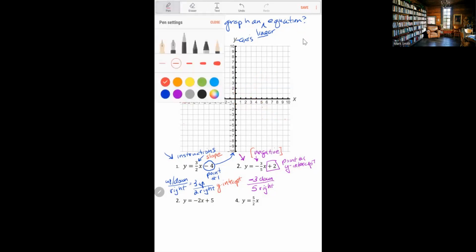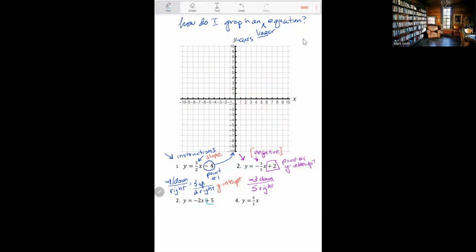All right, there's a couple of cases that we want to look at besides that. Let's see, we got a new color. How about this blue? All right. Notice that this one's pretty simple. We have right here the y-intercept, point number 1. All right, and we can put that right here on 5.